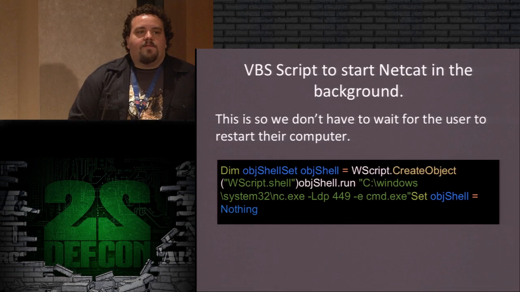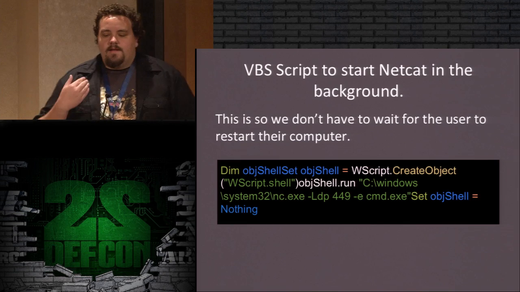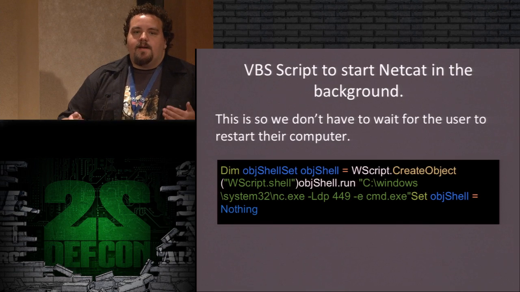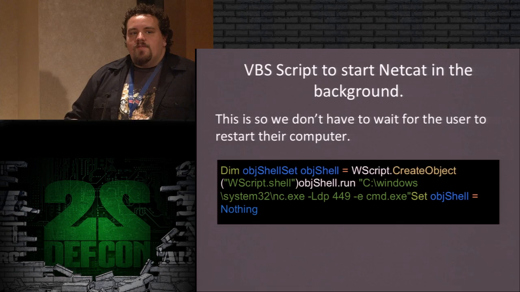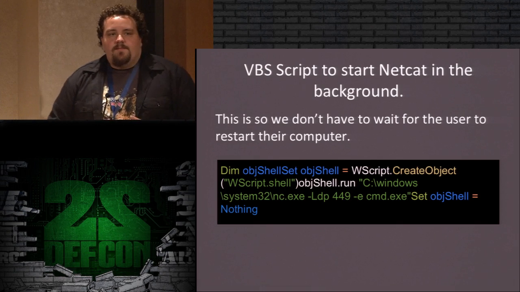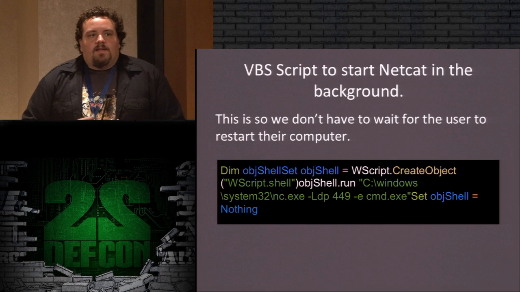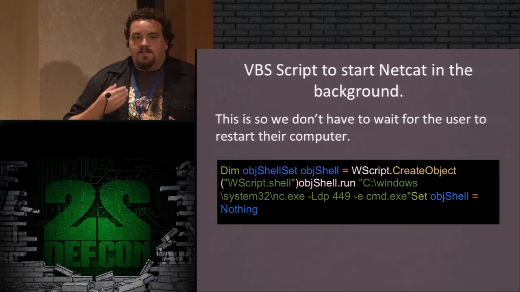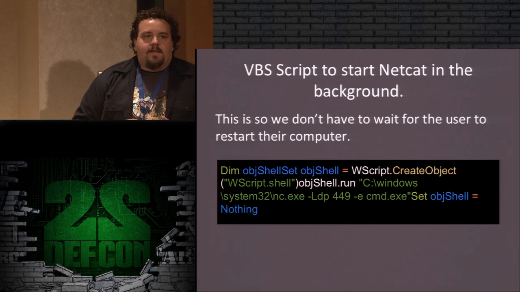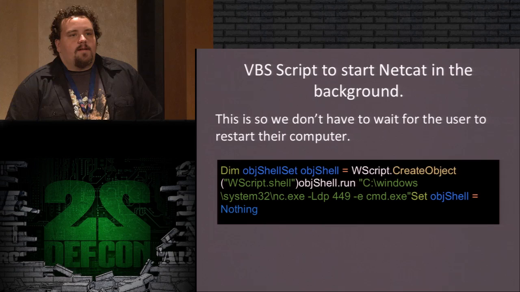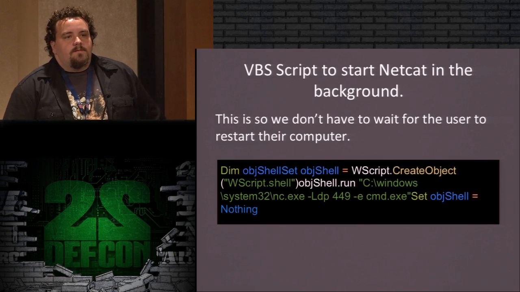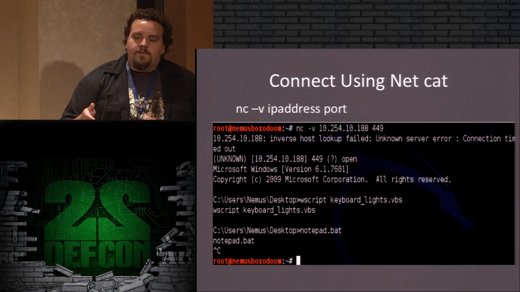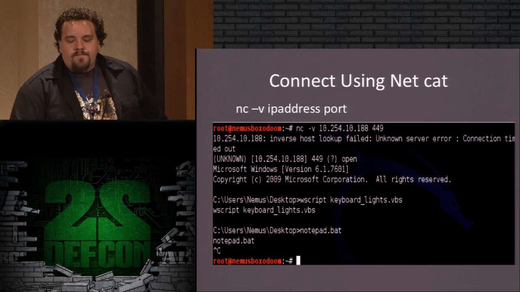So now that we have the firewall disabled and Netcat running, we have it persistent. We modified the registry settings to allow Netcat to start when the computer reboots, but we want to get to it right now because we have that 5-minute window. So here's a VBS script, a Visual Basic script, that allows us to start Netcat instantly and then walk away. This puts Netcat in the background, starts it listening, and we don't have to wait for the user to restart their computer. Then we just connect to the computer through Netcat here.